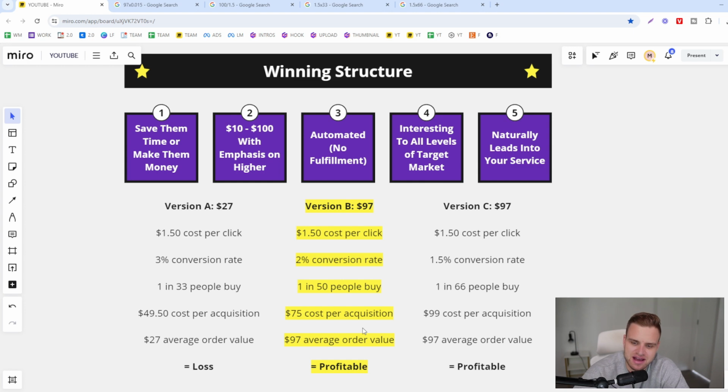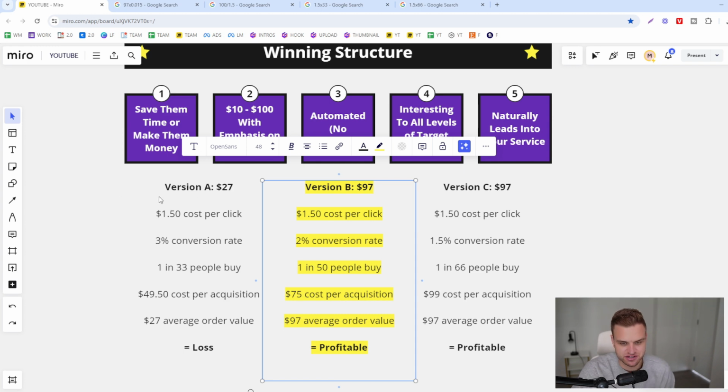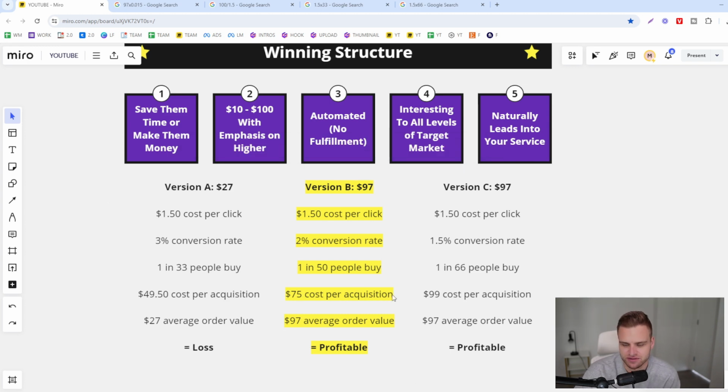You're never going to make any money on this digital product. That's not where the profit is. The profit is taking a small percentage of people who buy the digital product and selling them your service after. So it's just one of those things.